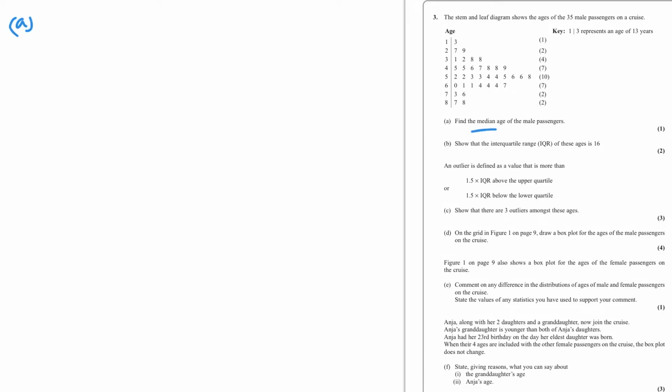So we want to find the median. We've got 35 passengers. I think add 1, divide by 2. So 36 divided by 2 is 18. So I'm looking for the 18th one. So it's just a matter of counting. 1, 2, 3, 4, 5, 6, 7, 9, 10, 11, 12, 13, 14, 15, 16, 17, 18. So 53 we're looking at for the median.